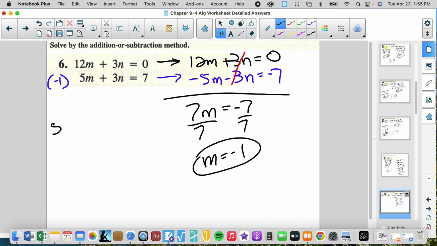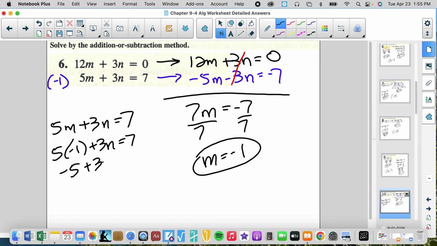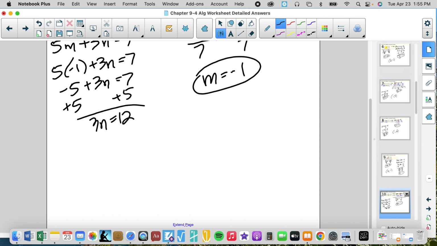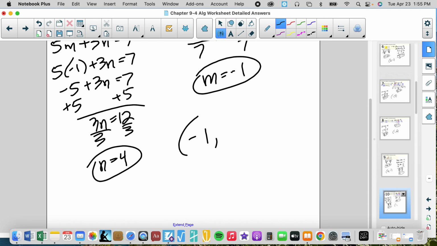And then we'll take the equation 5m plus 3n equals 7. Minus 1 plus 3n equals 7. Negative 5 plus 3n equals 7. Add 5. 3n equals 12. Divide by 3. N equals 4. M, n is the coordinate.